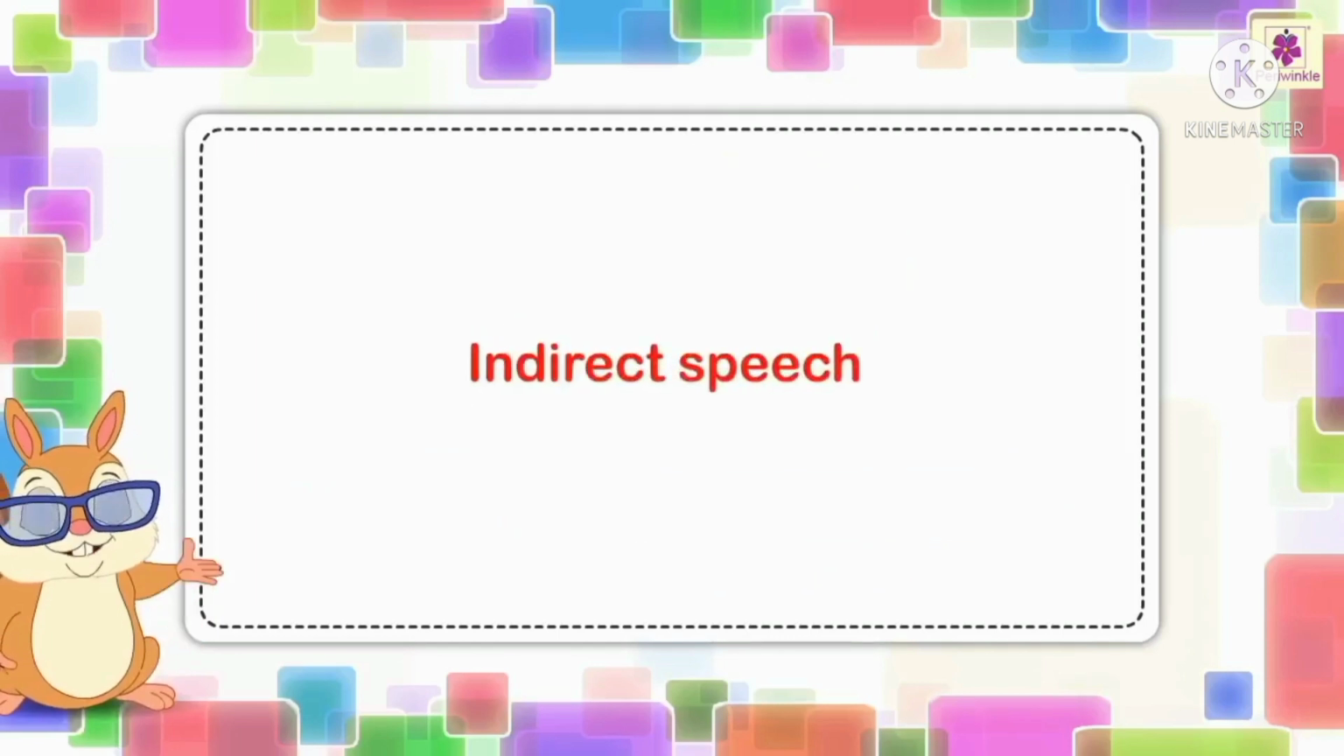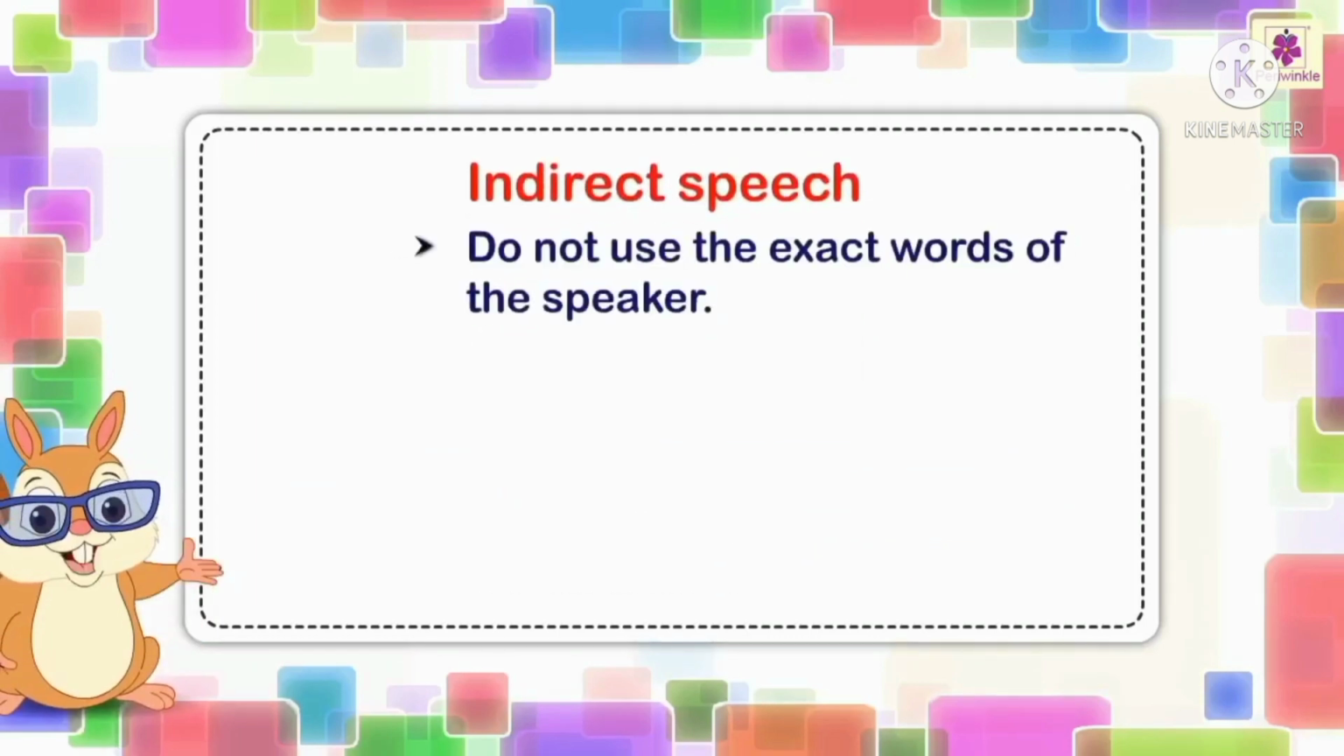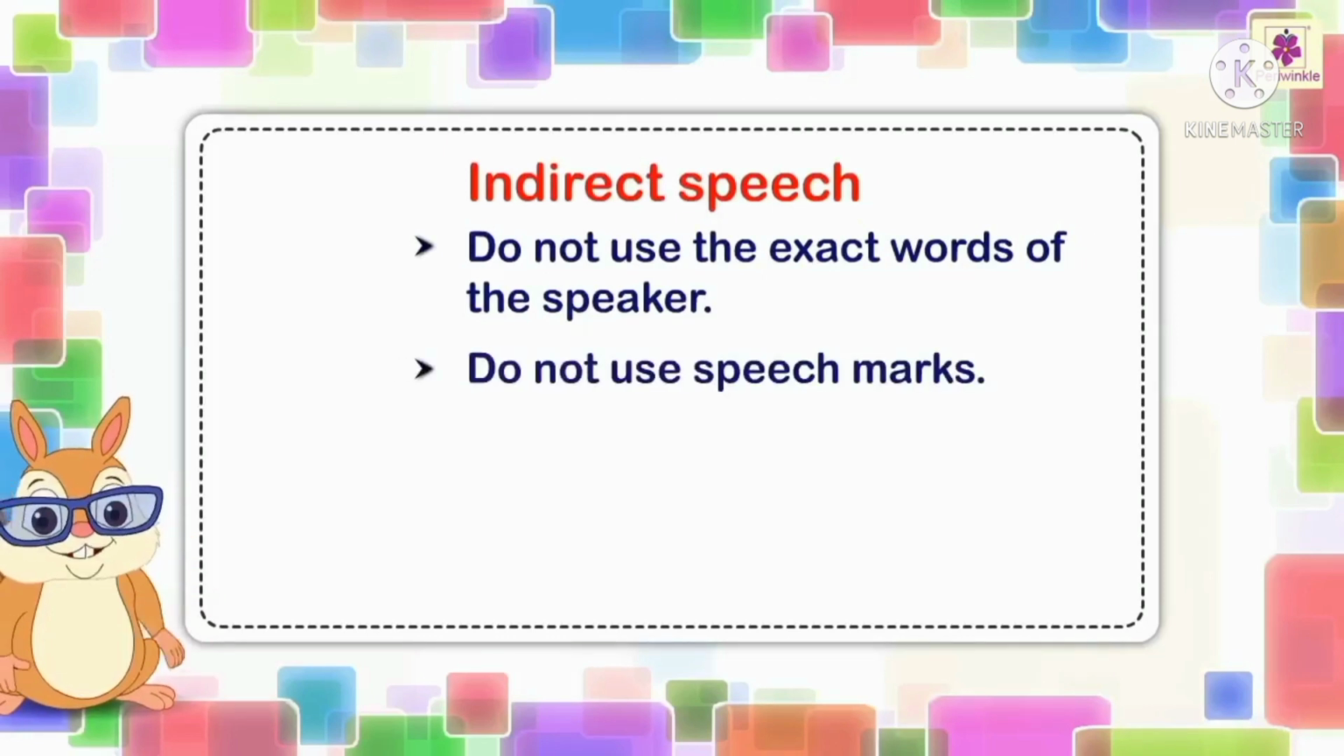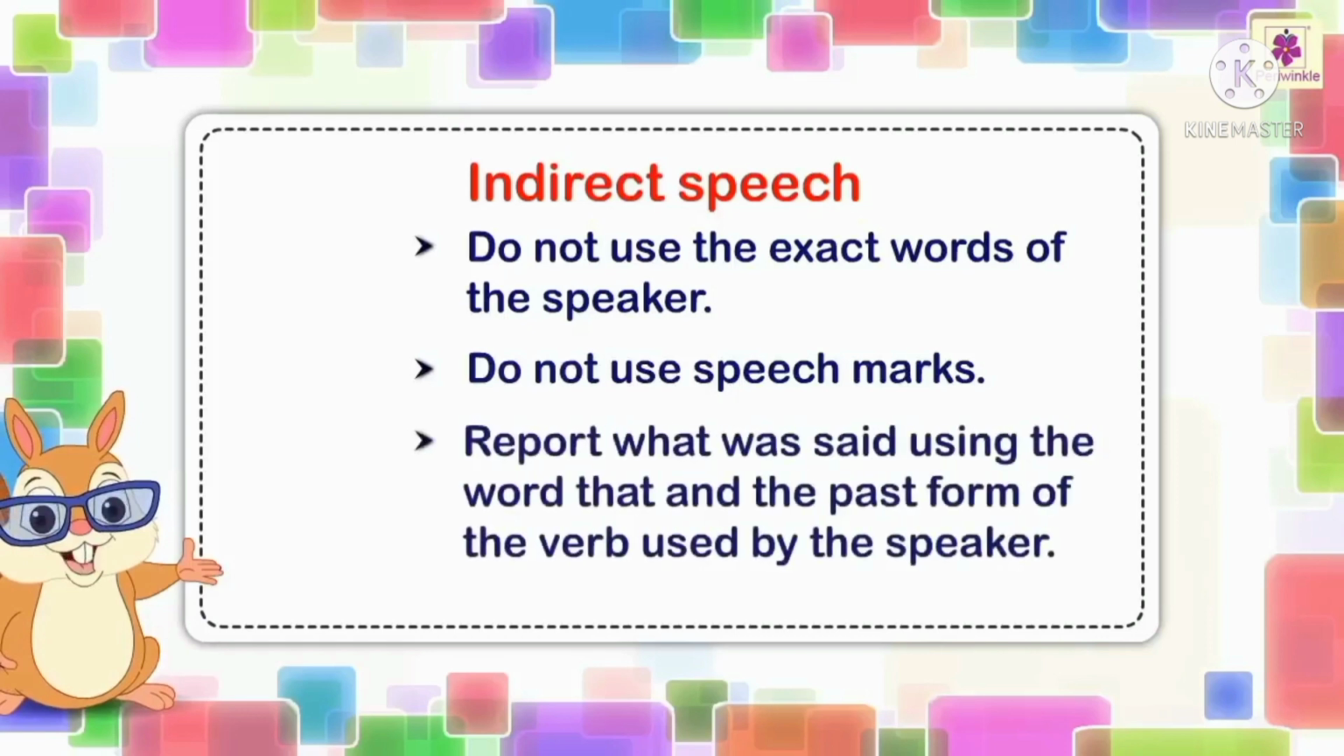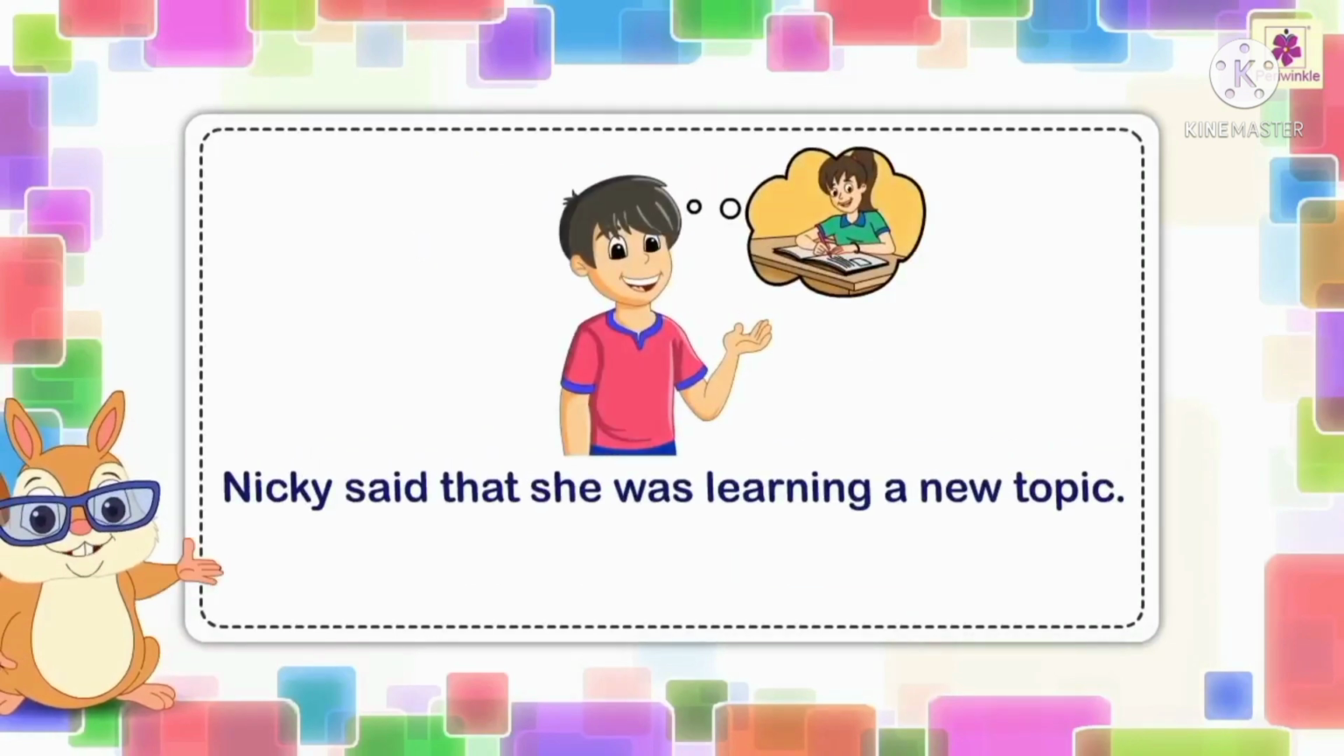In indirect speech, we do not use the exact words of the speaker and do not use speech marks. Instead, report what was said using the word that and the past form of the verb used by the speaker. For example, Nikki said that she was learning a new topic.